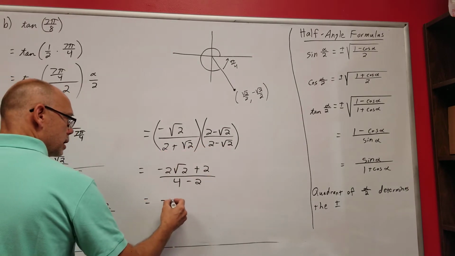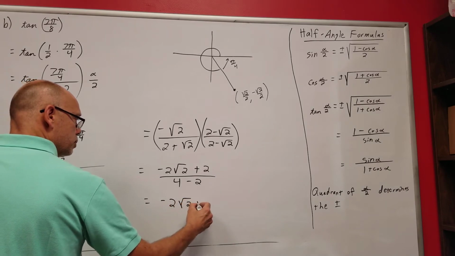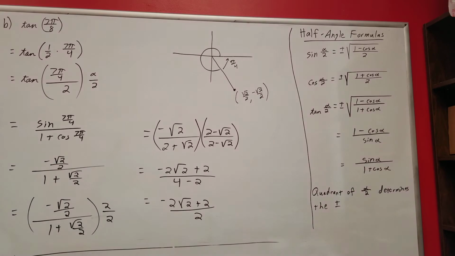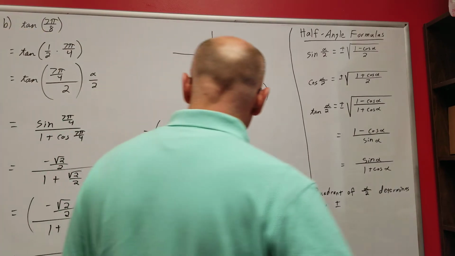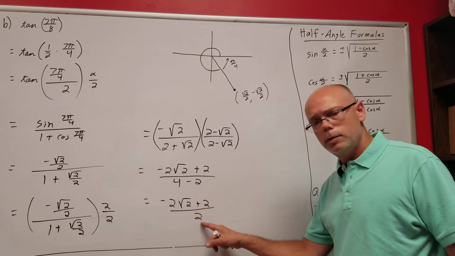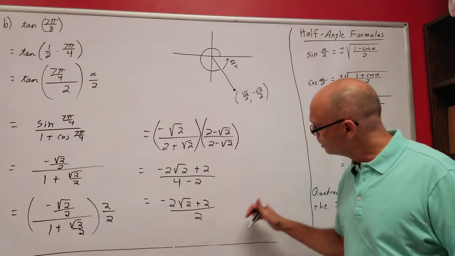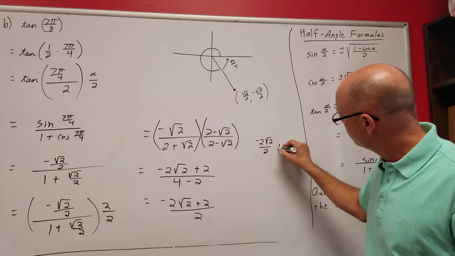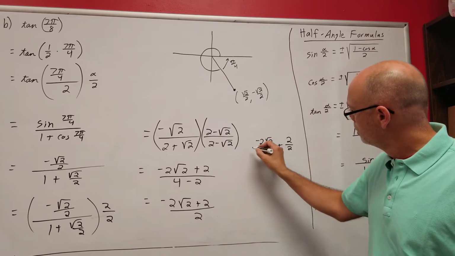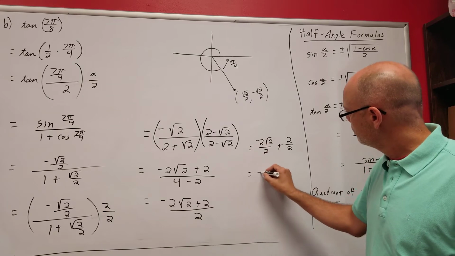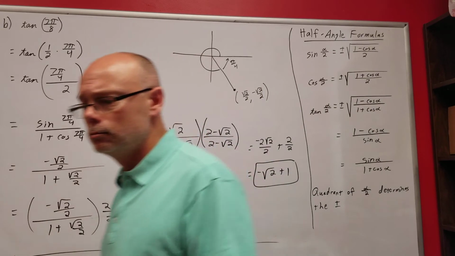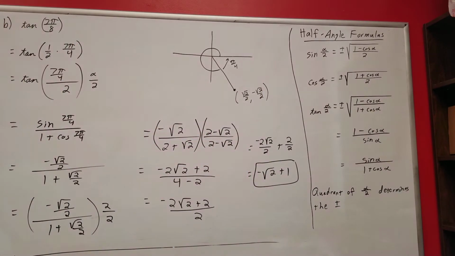All right, let's see what that gives me. Negative 2 square roots of 2 plus 2 over 2, right? Well, I could write this as negative 2 square roots of 2 over 2 plus 2 over 2. Well, what does that give me? Negative square root of 2 plus 1. Not pretty, but guess what? It's the exact value.